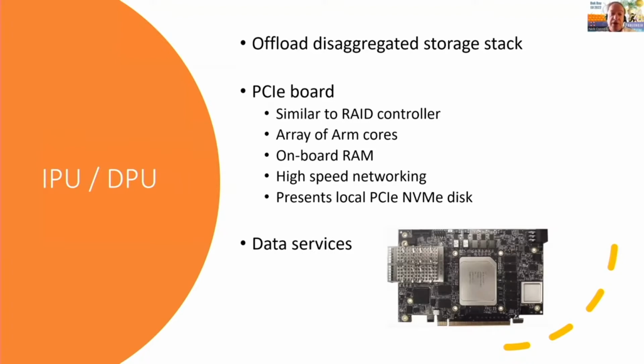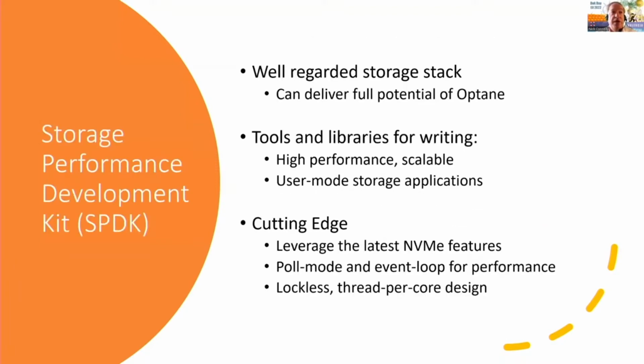So, whether it's running on an IPU or DPU or on the host system, how do you build a disaggregated storage stack? A good starting point is to use the Storage Performance Development Kit. SPDK is a well-regarded storage stack that can deliver the full potential of Optane. It consists of a set of tools and libraries for writing high-performance, scalable, user-mode storage applications. It's cutting-edge, leverages the latest NVMe features, and uses polling with a lockless thread per core design. Production-ready, portable, flexible, and open source with a permissive license. What's not to love about it?